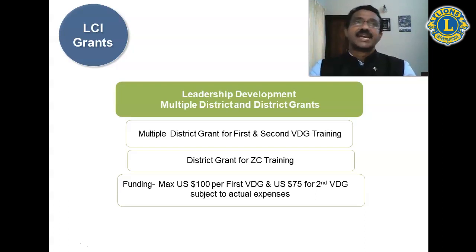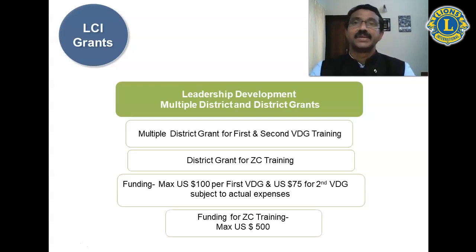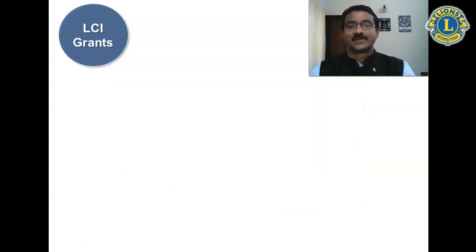That means if the actual expense is less, then it will be allowed as reimbursement. And for zone chairperson training, the maximum funding will be $500. So try to grab this opportunity, go for this leadership development, multiple district and district grants. Now we will move on to the LEO grants.